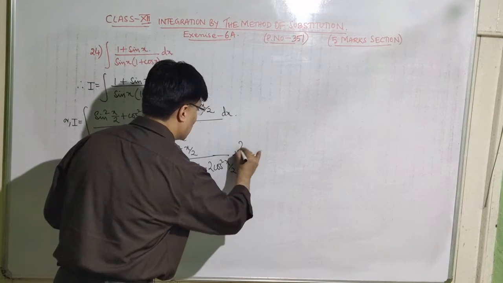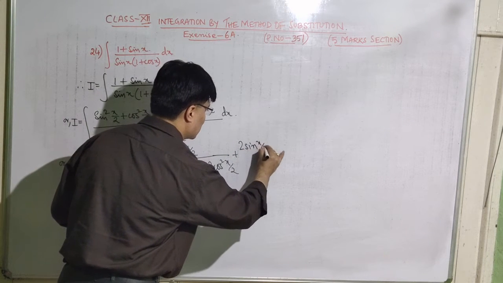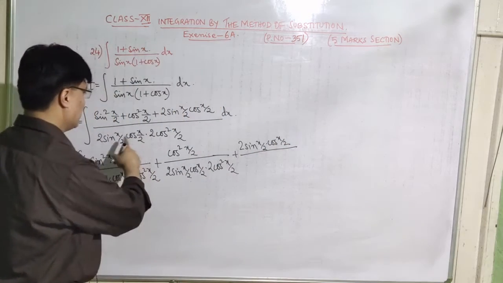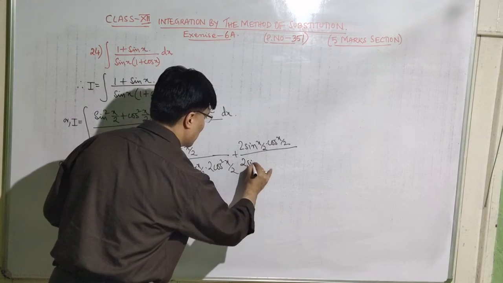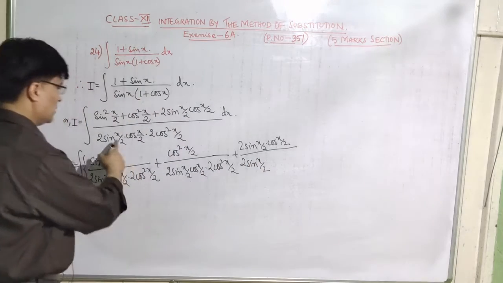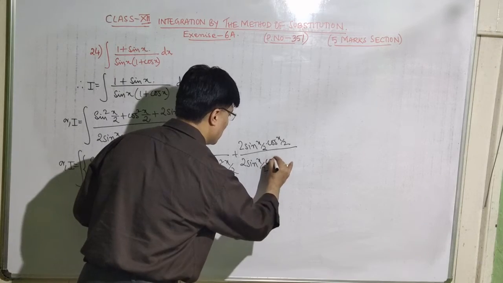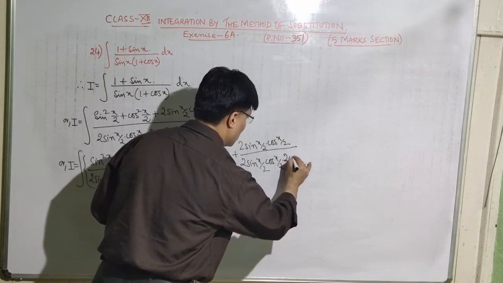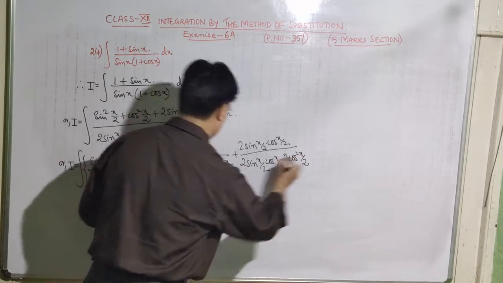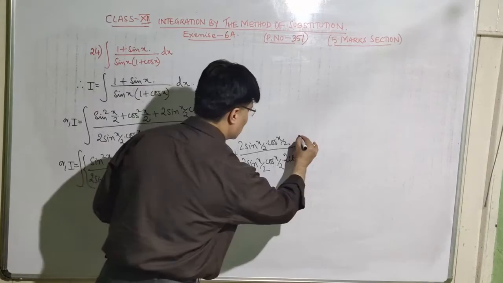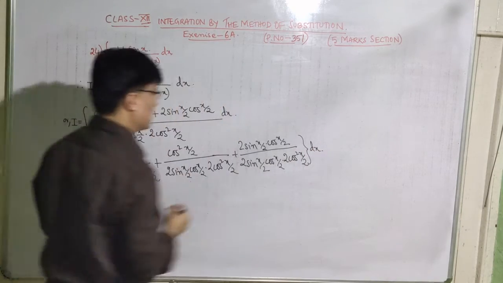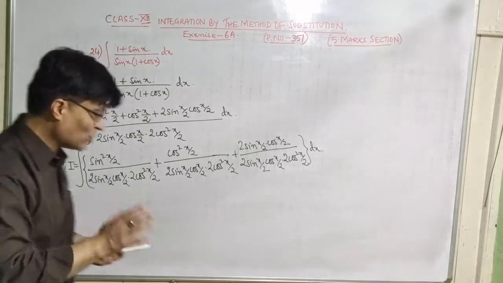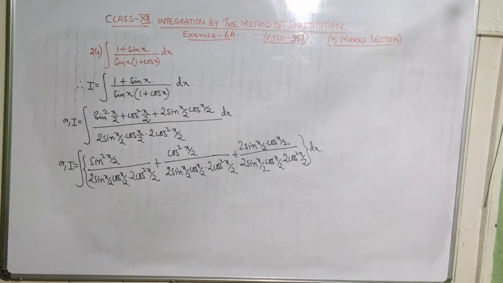Plus 2 sin x by 2 into cos x by 2 divided by 2 sin x by 2, then cos x by 2, into 2 cos square x by 2 into 2 cos square x by 2. Is that clear? So second bracket is closed. Then what do we write? dx. So I think you have understood it. Okay, so you can copy it. Now we'll do the simplification here.